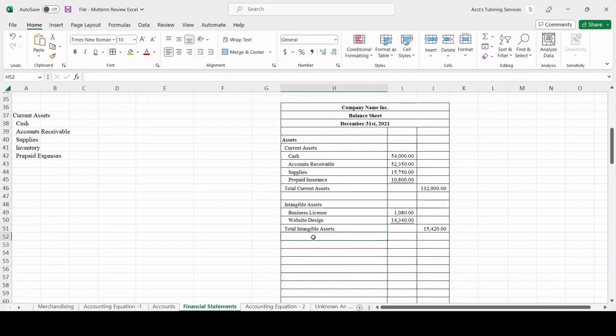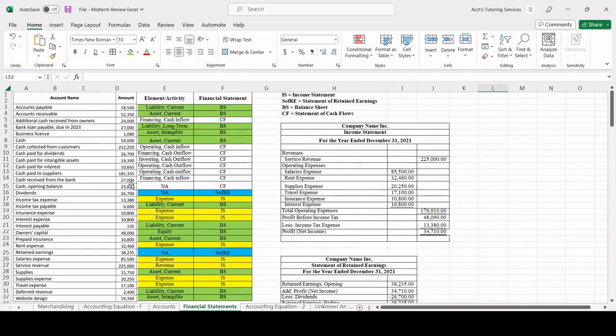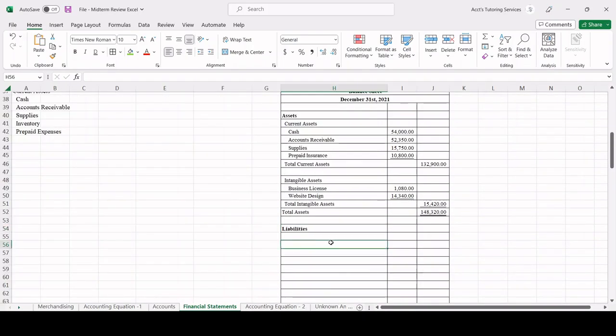15,420. Now we can calculate total assets, which is going to be the 132,900 plus the 15,420. So once again, we're doing a calculation, underline. This is our final figure. Well, one of the important figures, so we're going to double underline that. So now we're done with our assets. We're going to go over to our liabilities. We're going to have current liabilities.